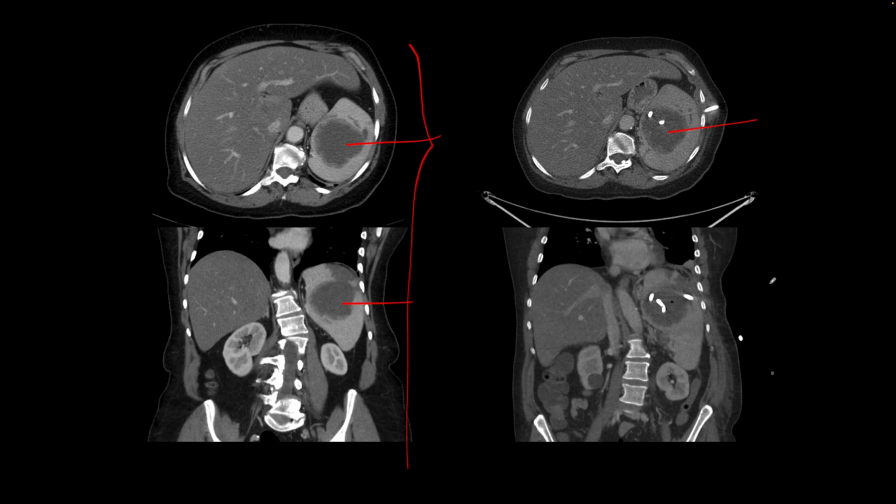And so lymphomas can be hypo-enhancing. That is what we see here, and can be confused with an abscess, especially if they are not accompanied by lymphadenopathy, like this patient, and there was a solitary lesion in the spleen. The patient actually underwent a splenectomy.